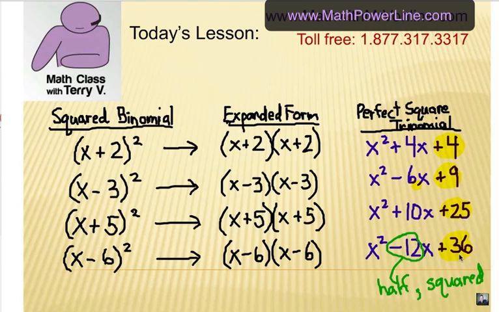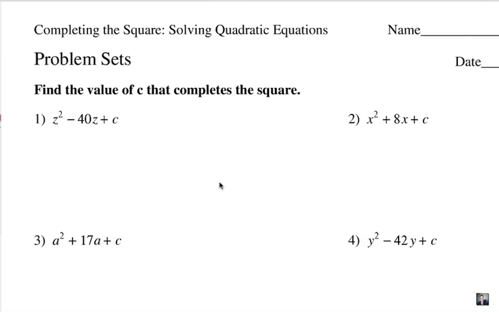All right, now let's put this to use with a little bit of practice, and notice how it's not always going to be this easy, but I want you to give this a try. Take a look at these 4 problems, and you're finding the value of c that completes the square. And so remember the half squared rule. Can you give that a try? Pause the video, write it down, and we'll see if you're right.